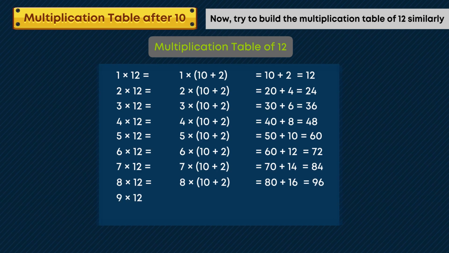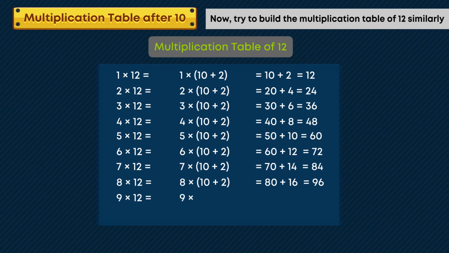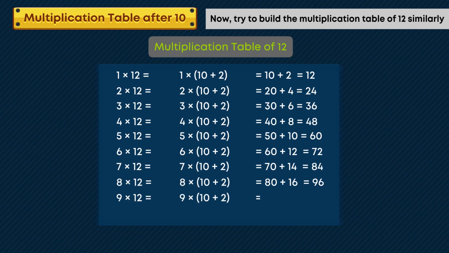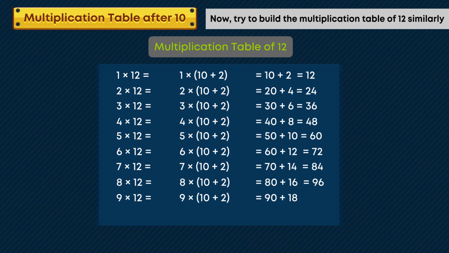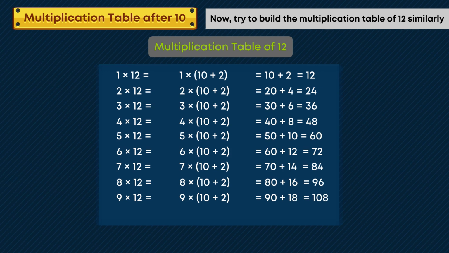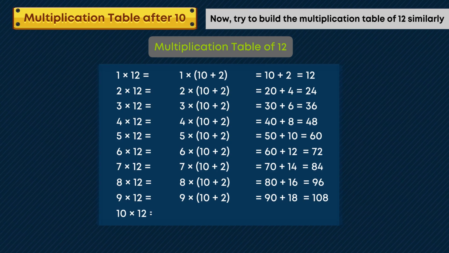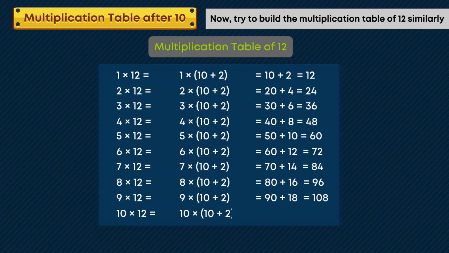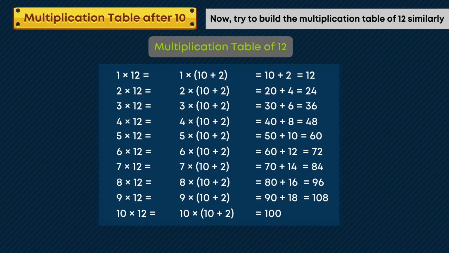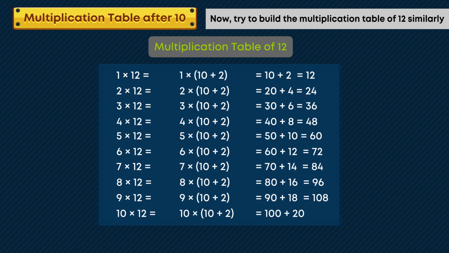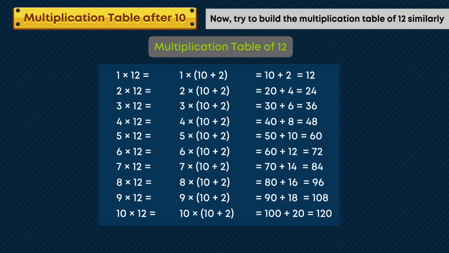9 into 12 is equal to 9 into 10 plus 2 is equal to 90 plus 18 is equal to 108. 10 into 12 is equal to 10 into 10 plus 2 is equal to 100 plus 20 is equal to 120.